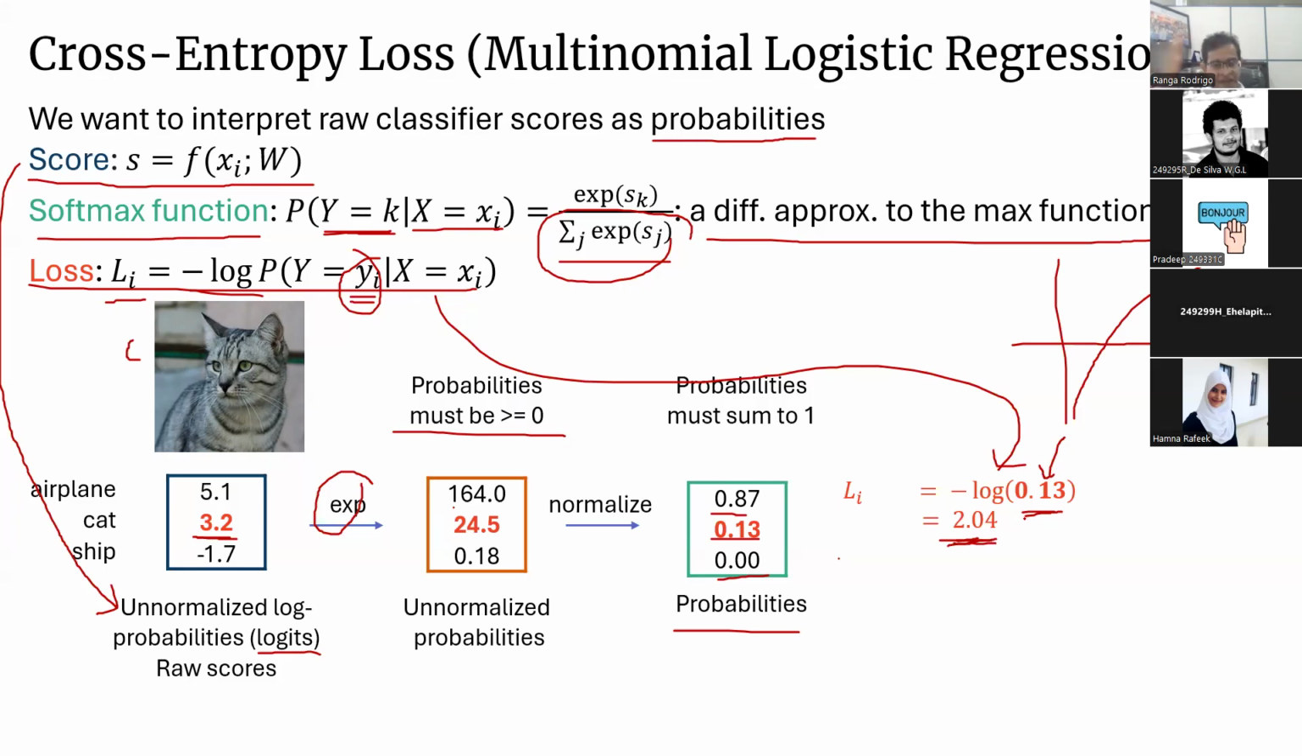If it is correctly classified, the loss is small. If it is incorrectly classified, the loss is high. So this is what we want to minimize using some optimization scheme. This is how we can train a classifier. This is called cross entropy loss. We also call it multinomial logistic regression loss.